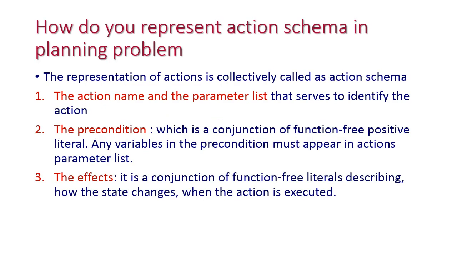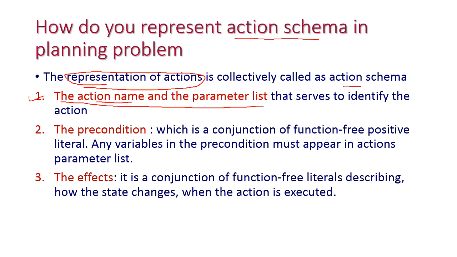And sometimes they may ask, how do you represent the action schema in a planning problem? Action schema is nothing but the representation of actions, which is collectively called action schema. And in this action schema, three things are very important. First one is action name and parameter list. Action name should be a unique name, and the parameter list contains the ground terms, which serve to identify the particular action. So to identify the particular action, we should have a unique action name and the parameter list, and this is otherwise called the signature of the action.